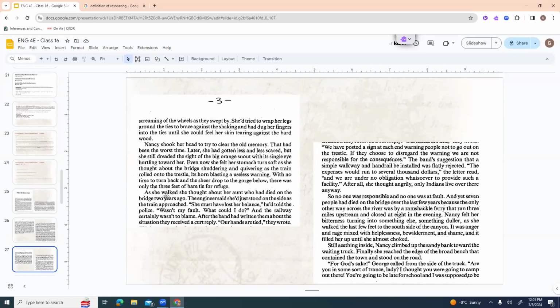As she walked, she thought about her aunt who had died on the bridge 2 years ago. The engineer said she'd just stood on the side as the train approached. She must have lost her balance, he told the police. Wasn't my fault. What could I do?